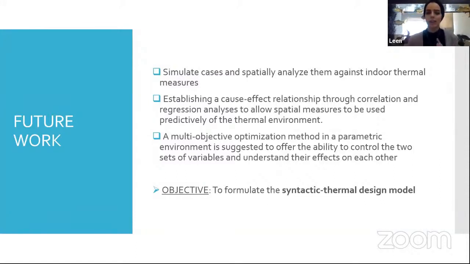And we're suggesting to use a multi-objective optimization method in a parametric environment to offer the ability to control these two sets of variables and understand their effect on each other. And all of that is for the objective of finally reaching a syntactic thermal design model using very abstract preliminary design decisions.